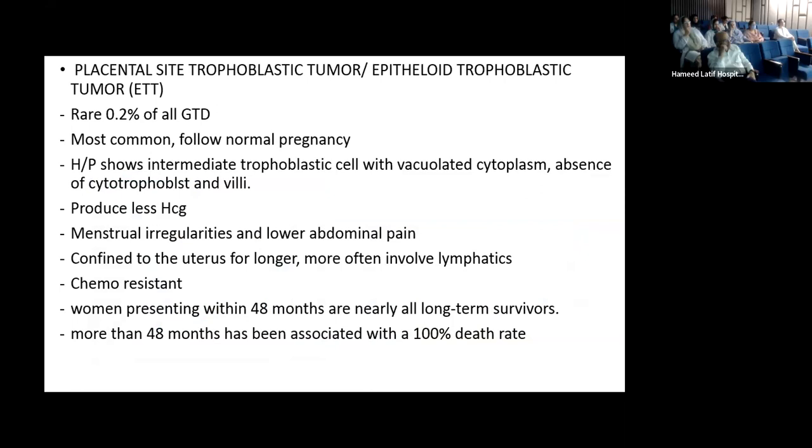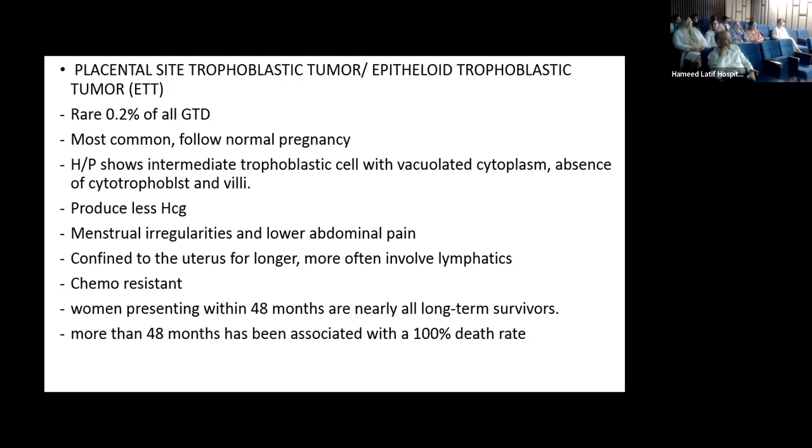most commonly after a normal pregnancy. It shows vacuolated cytoplasm and absence of cytotrophoblasts and villi. It produces HCG, but comparatively less HCG than the other two, invasive mole and choriocarcinoma.